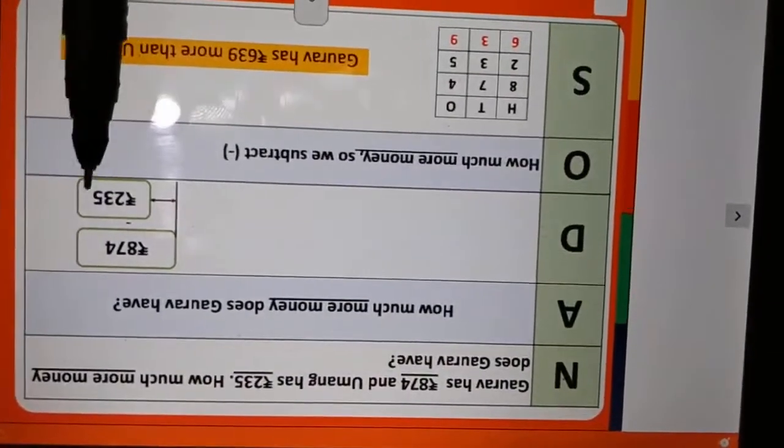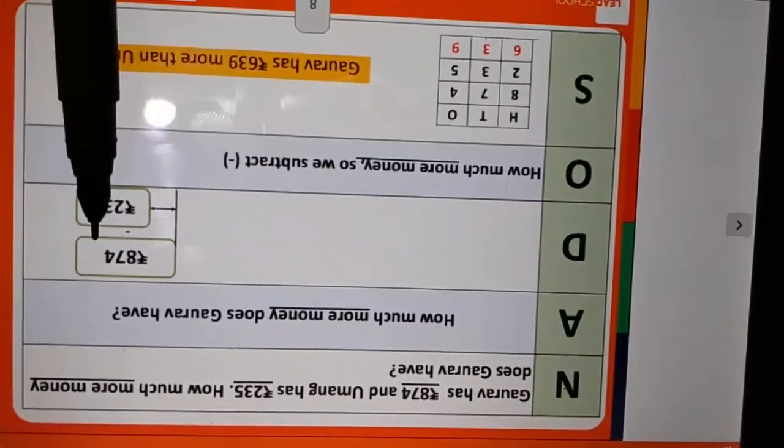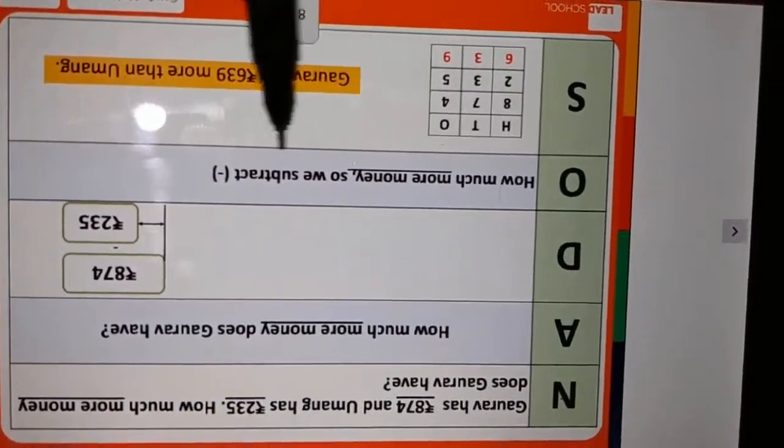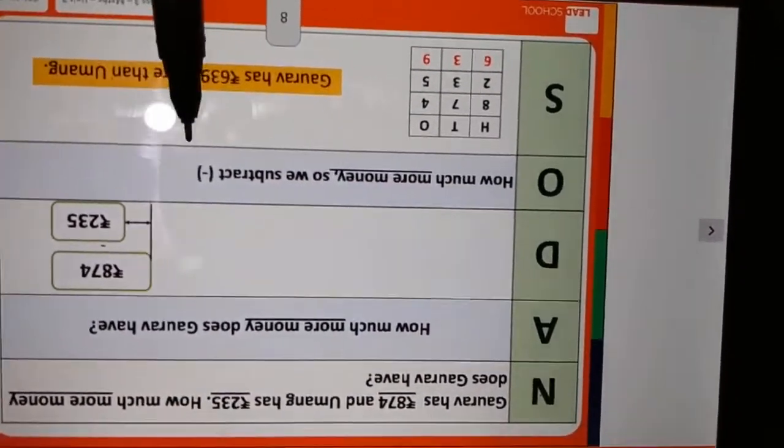Here we have to draw 2 boxes. In that we have to write 874 and 235. Then, how much more money? So we have to do subtraction.